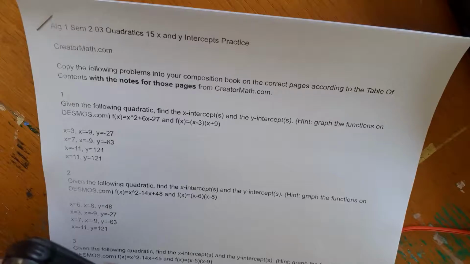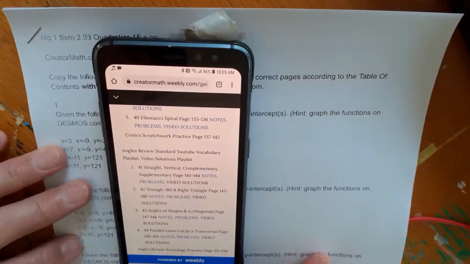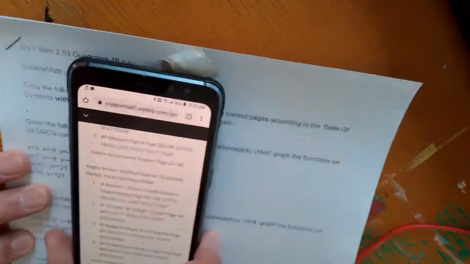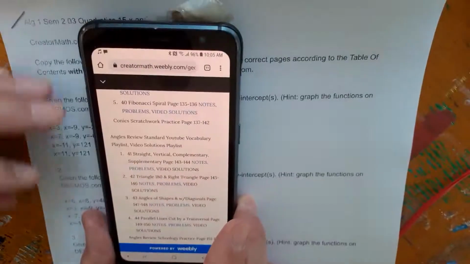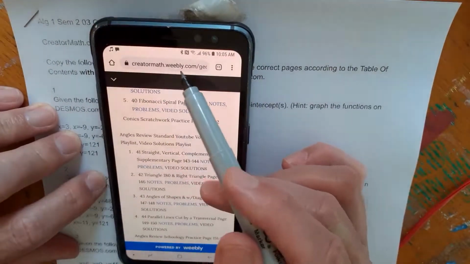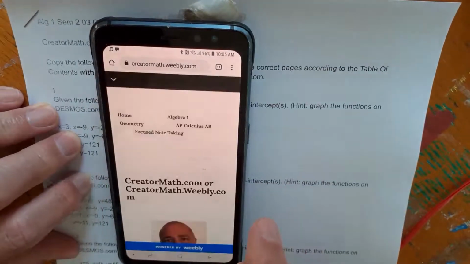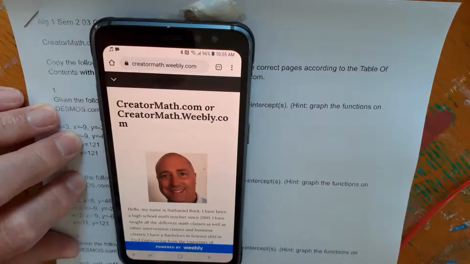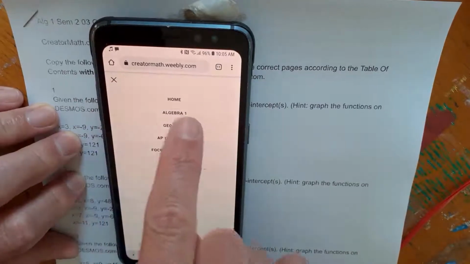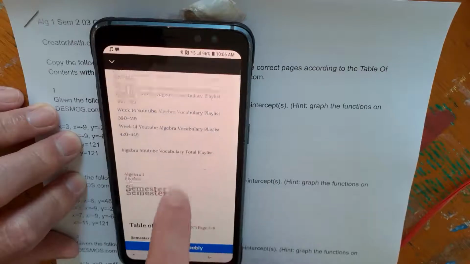Let's see if I can get there. Sorry about that. So make sure you're on creatormath.weebly.com. Here's what the home page looks like. That's how you know you're on the right site. Go to Algebra. Pass the vocabulary stuff down to the table of contents.